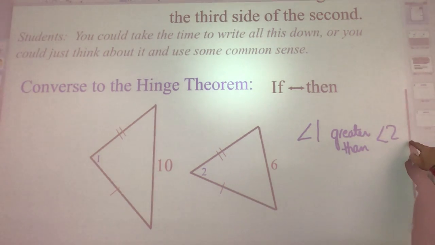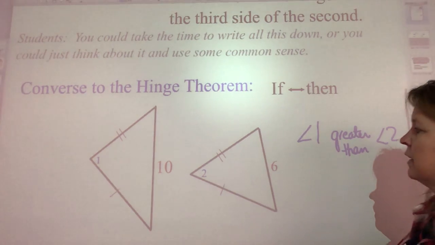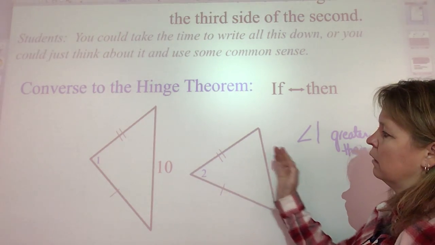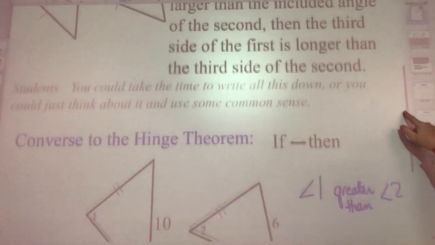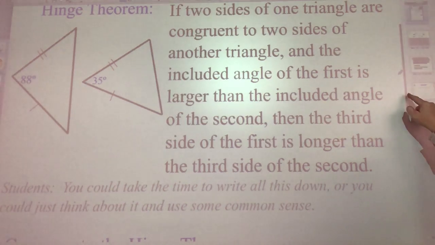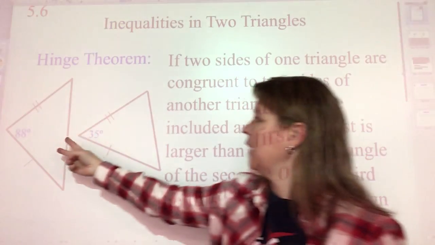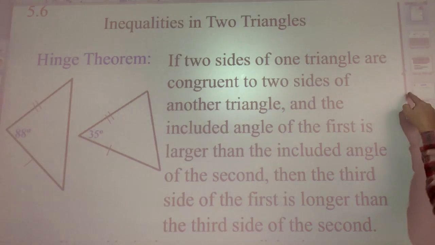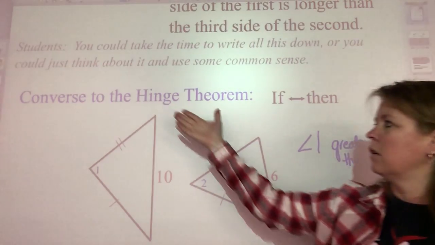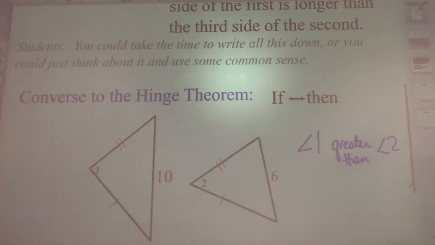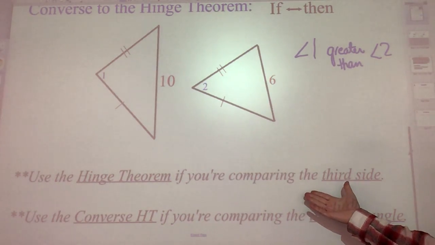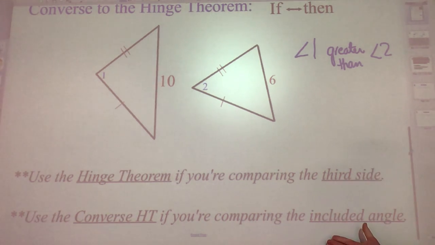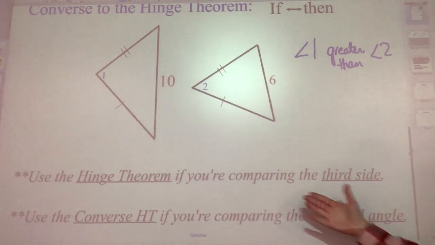Converse to the hinge theorem says switch the if and the then. Basically saying if the side is bigger, then the angle is also bigger. So if you're trying to figure out how big the third side is, if you're given the angles, you're using the hinge theorem. If you're given the sides, you're using the converse to the hinge theorem. And don't guess on those. Go look them up. Keep your notes. Use the hinge theorem if you're comparing the third side. Use the converse of the hinge theorem if you're comparing the included angle. If you want to know how big the angle is, use the converse.